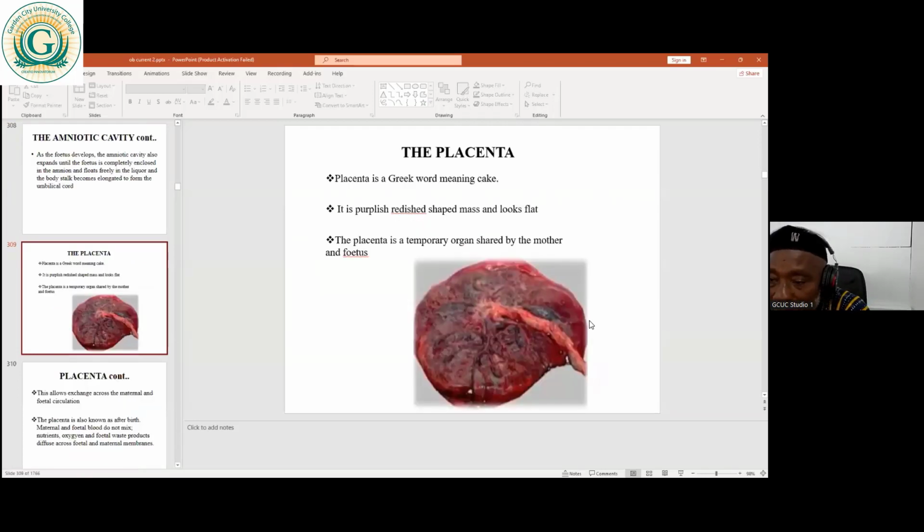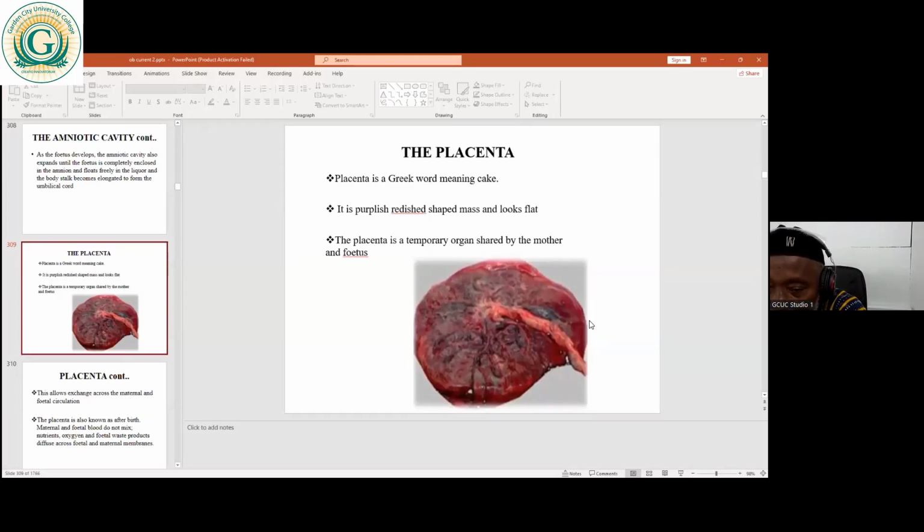So we now look at the placenta. As the baby develops, the placenta also develops. And the placenta is very important to the baby. It's so important that after delivery of the baby, normally we don't throw the placenta away, because you have to examine the placenta and satisfy yourself that there's no problem with it before you throw it away, because there are some problems with the placenta.